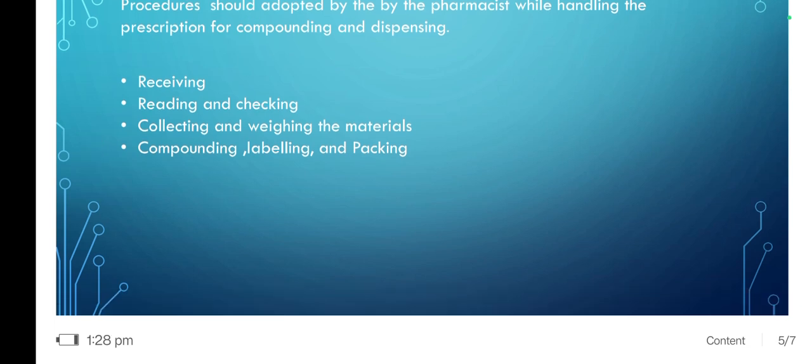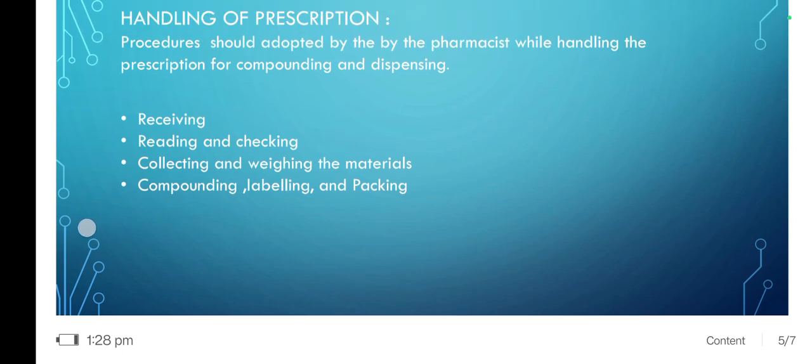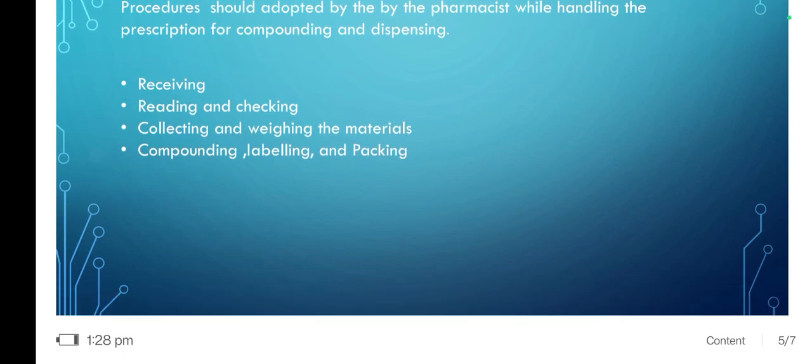Third one, collecting and weighing the materials. What type of materials are needed, and collecting and weighing them. Fourth one, compounding, labeling, and packing. That is called the handling of prescription procedure.